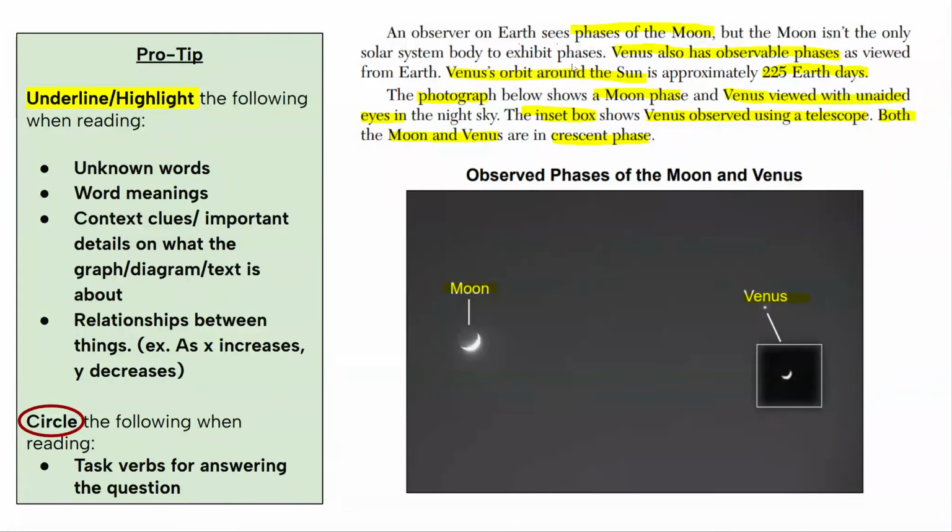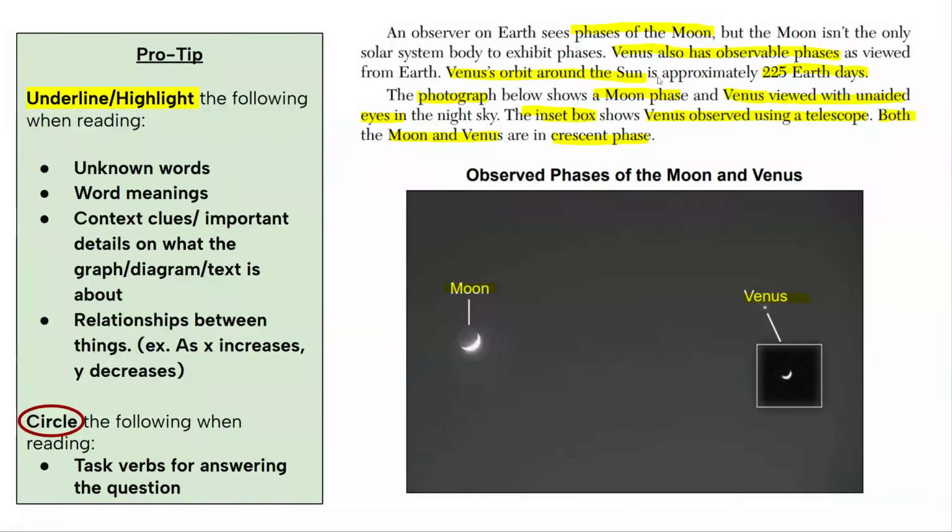An observer on Earth sees phases of the moon, but the moon isn't the only solar system body to exhibit phases. Okay, so it seems this paragraph is about the phases of the moon, so I highlighted that. Venus also has observable phases. I highlighted this because it seems to be kind of a relationship. It seems like we're comparing the moon and Venus as viewed from Earth.